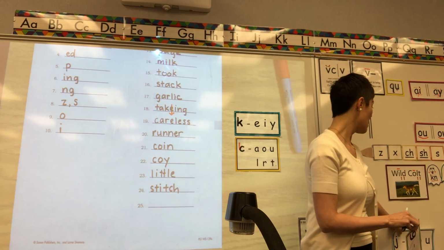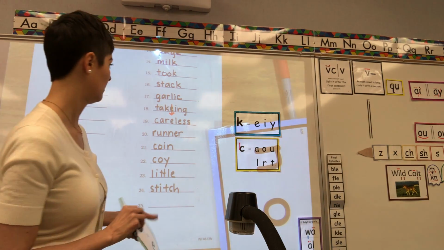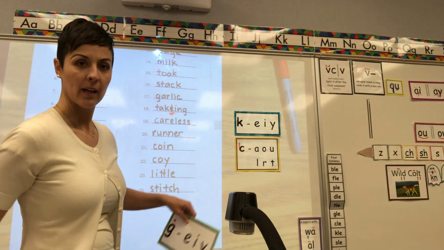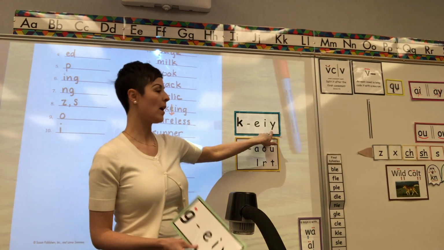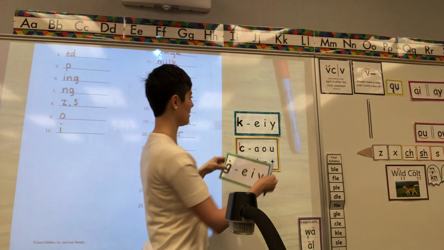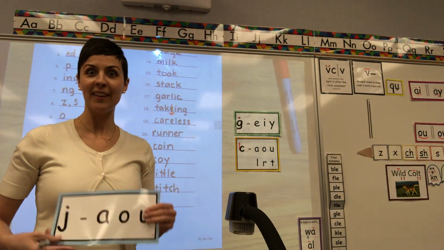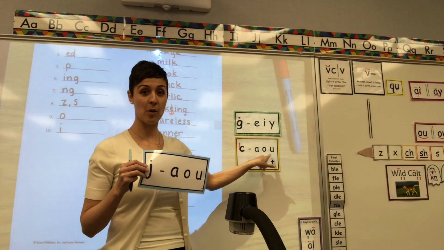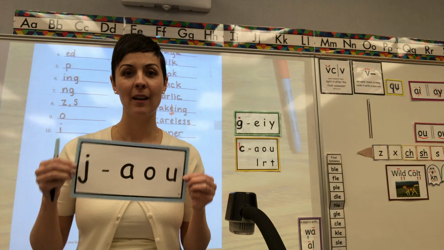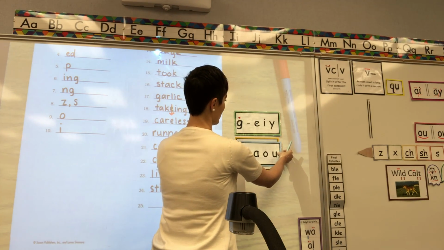Okay, for the last one, I want to bring out our J and G rules. Wait a minute. You know what I just noticed? Look at this. K says K with E-I-Y. G says J with E-I-Y. What? They're kind of like twinners. Okay, but I'm going to put this one on top because that's the one we're going to look at. Wait, what? Look! Use C with A-O-U. Use J with A-O-U. What? They are twinners and I didn't even notice that.